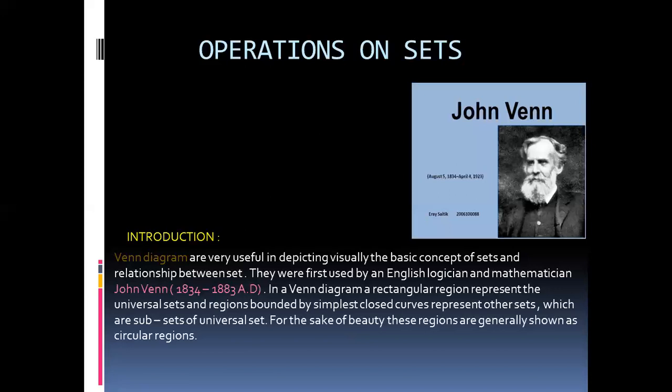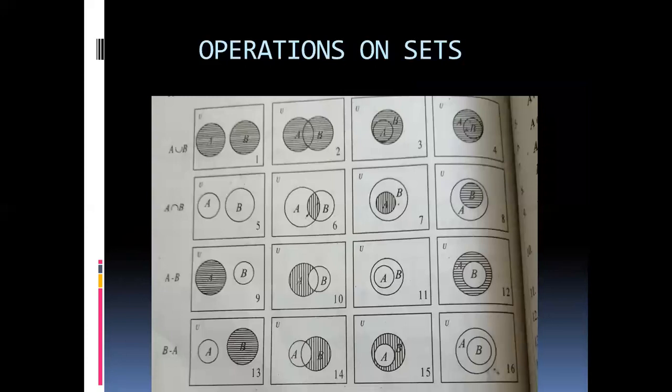For the sake of beauty, these regions are generally shown as circular regions. Yes, so girls, I show you the table of Venn diagrams in which different types of sets are given: disjoint sets, overlapping sets, subsets. There are 16 diagrams you can see on the screen. The first one, you see 1, 5, 9 and 13. See these rectangles? These are all disjoint sets.